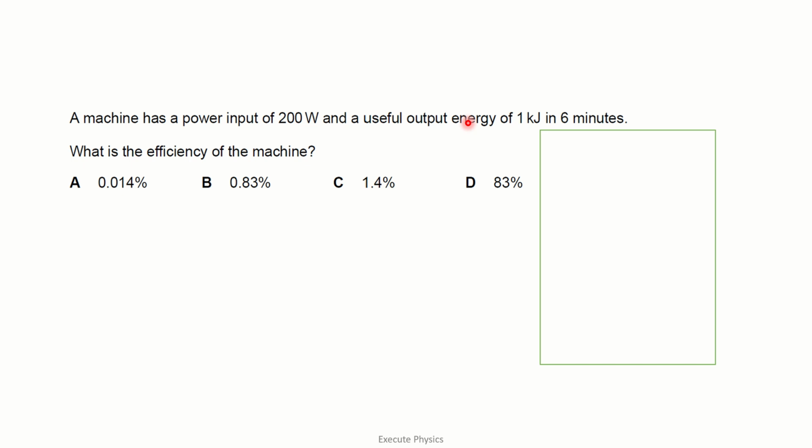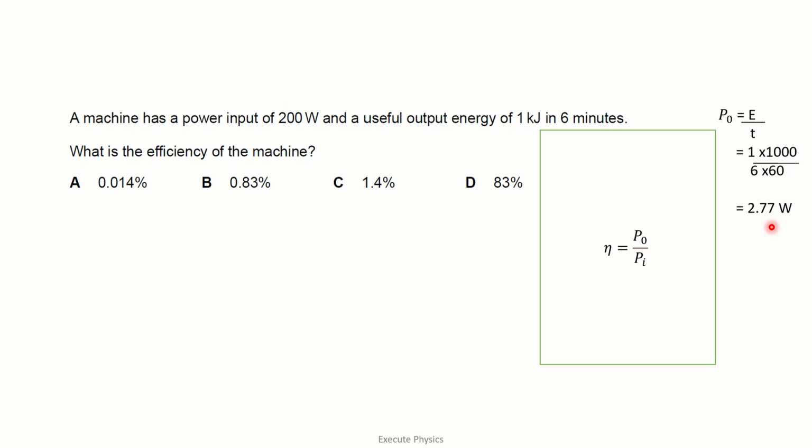We know that power is the rate at which the energy is delivered. So output power is equal to energy divided by time. The energy is given to be 1 kilojoule, so 1 multiplied by 1000, which is 10 to the power 3 joules, divided by 6 minutes. So 6 times 60 to convert the minutes into seconds. That will give you 2.77 watt. So from the 200 watt of input, the output delivered is just 2.77. So it's a very less efficient machine.